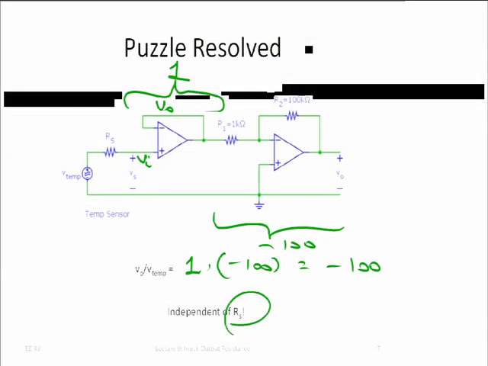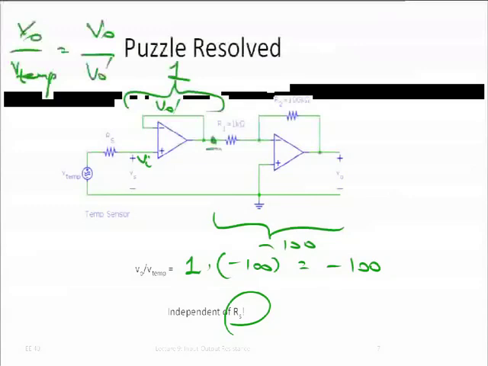Yes. Because let's call this Vi. Right. So what this is equal to is Vout over Vtemp, which is equal to Vout over Vout prime, with this being Vout prime, right? Times Vout prime over Vi, times Vi over Vtemp.